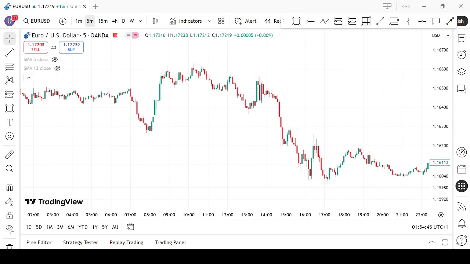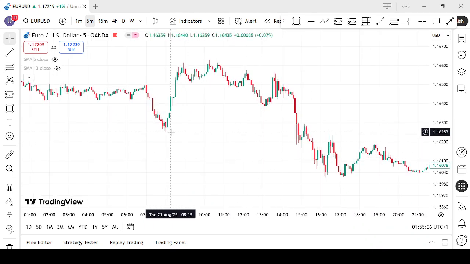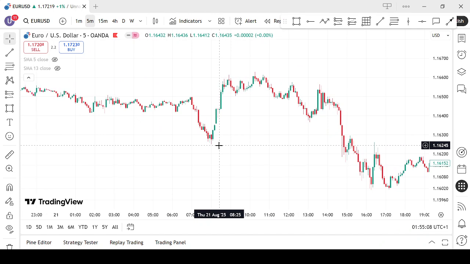Now, what is the simple moving average scalping strategy? It is a trading strategy that utilizes the simple moving average indicator to identify short-term trading opportunities. This approach is particularly effective in fast-paced markets where quick decisions are crucial.